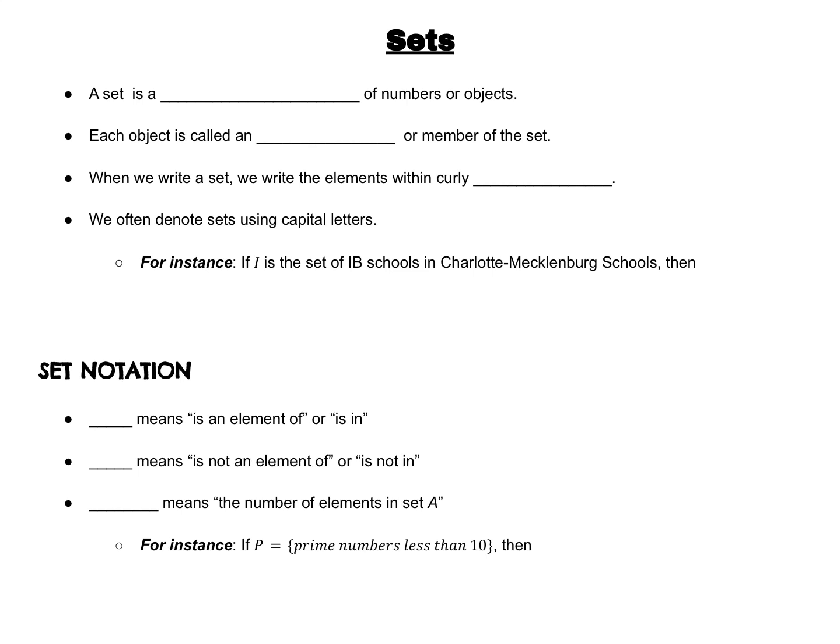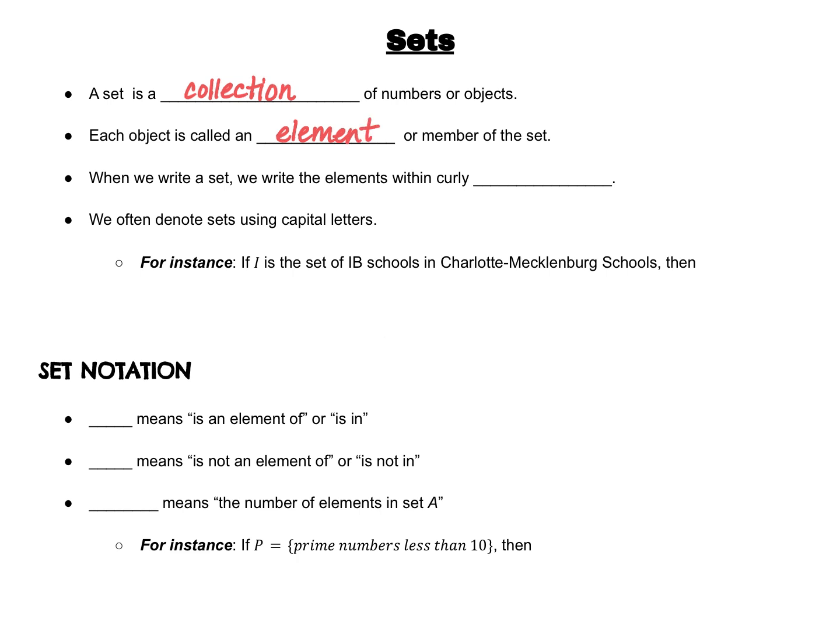Before we jump into it, let's look at some vocabulary. A set is a collection of numbers or objects. If you want to, you could also say that a set is a list of numbers or objects. Each object is called an element or a member of the set.